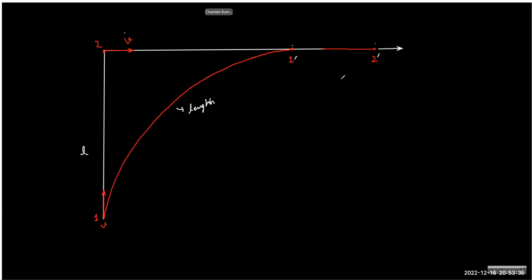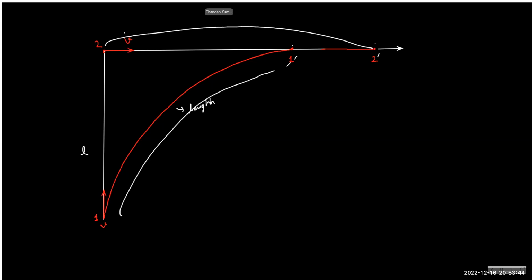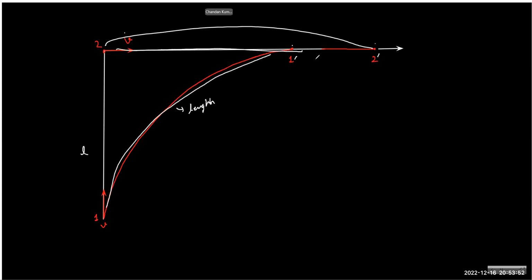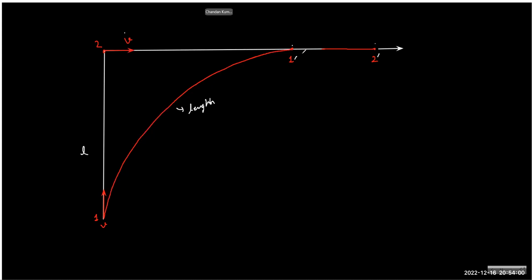Yes, sir. Because both are traveling same distance. So the length of path is same for both. So this stretch will have same length as this stretch. Do you realize this? Can we say this length is same as this length? Is it correct to say? No, it's not correct to say. So now the question is how to solve this question?